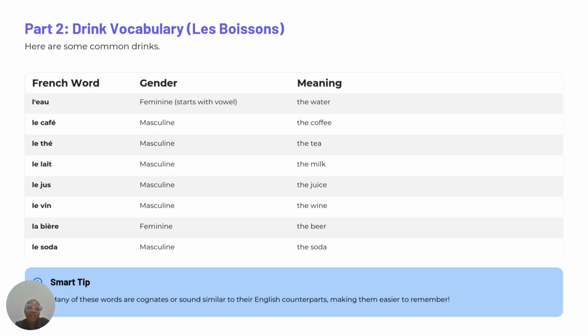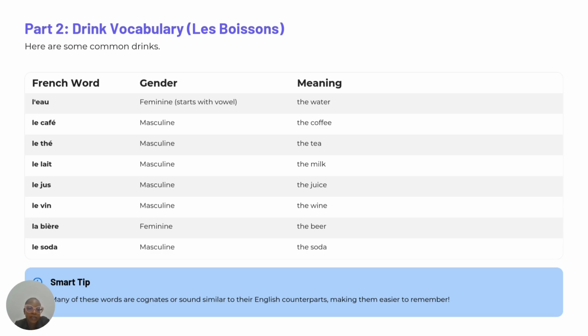Alright, so we have different boissons, but we're just taking a few of them. And the very first one is water. Water is l'eau, l'eau. It starts with L apostrophe, then E. So we have l'eau. Then we have coffee, which is le café. Tea, which is le thé.